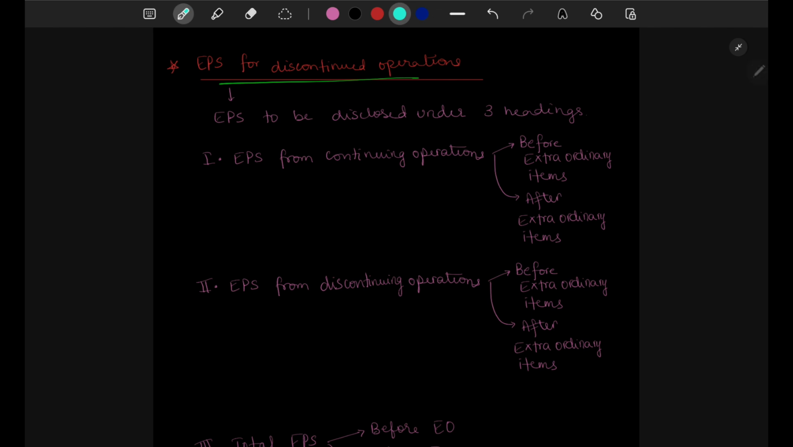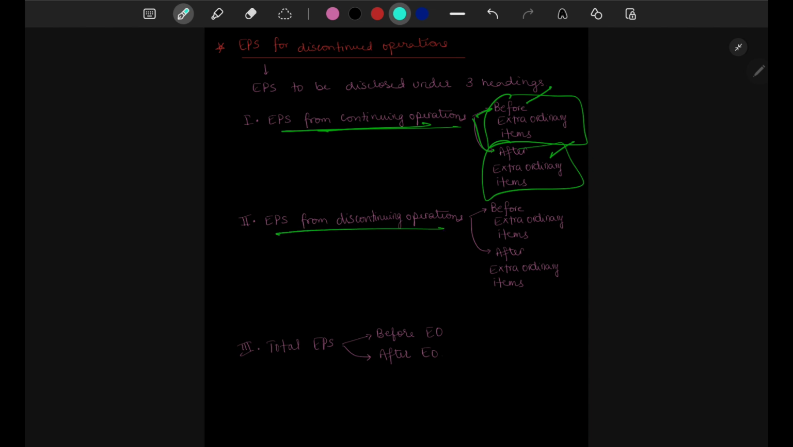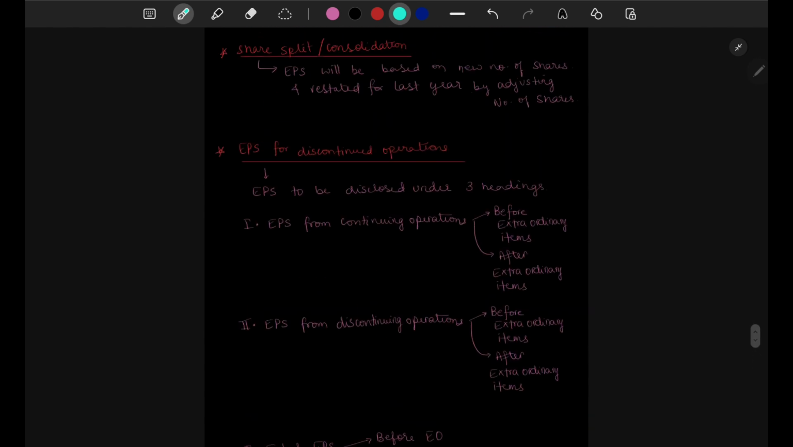Here you will have to show under 3 headings. Firstly, EPS of continuing operations, and if there are extraordinary items, then you'll have to further divide into 2 parts: before extraordinary items and after extraordinary items. Then EPS from discontinuing operations, before extraordinary and after extraordinary, and then the total EPS, again before extraordinary and after extraordinary. I think that is pretty much it.